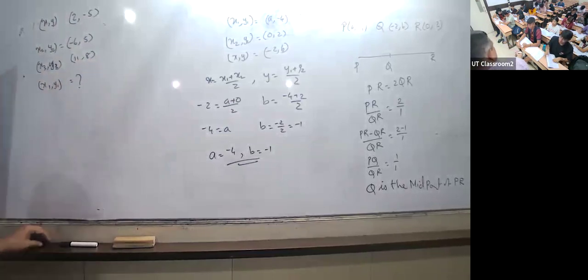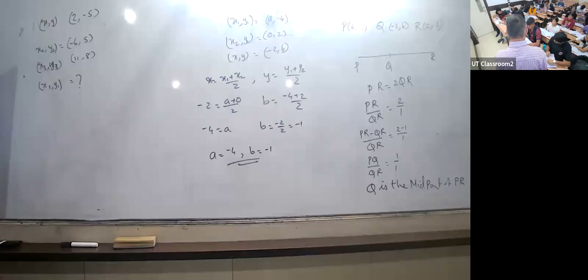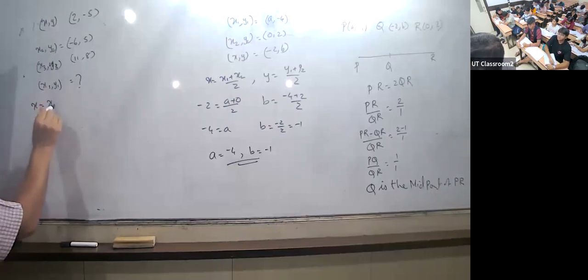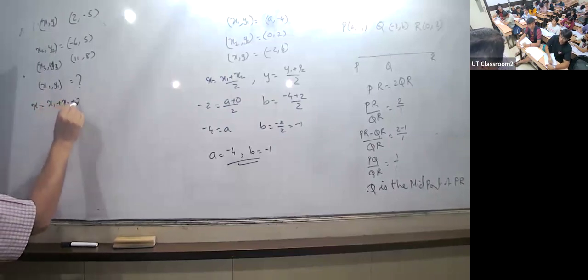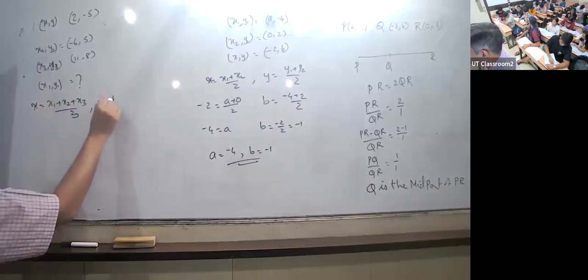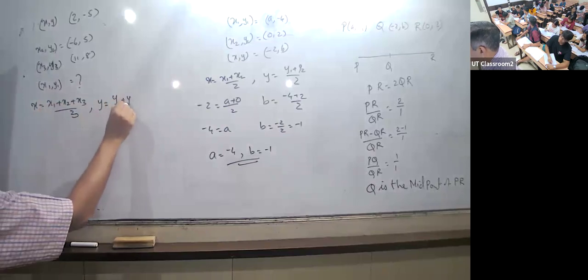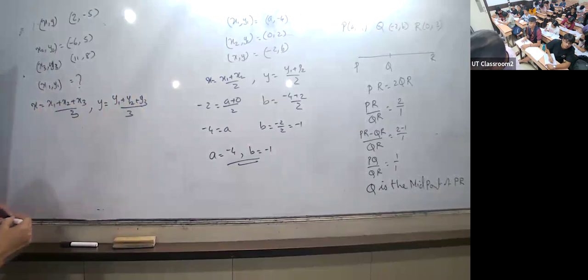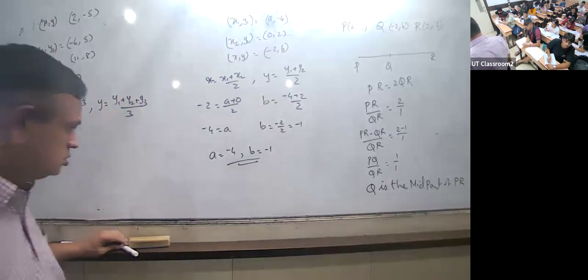Are you following? Therefore, the formula is x is equal to the centroid formula, (x1 plus x2 plus x3) by 3. The y is equal to similarly; substitute and get the value. All values are written there. You have followed now? Okay, then do it.